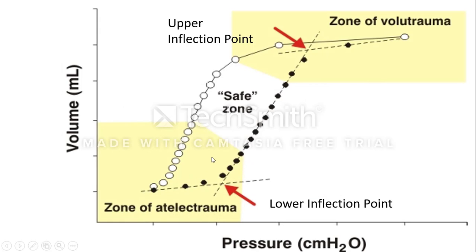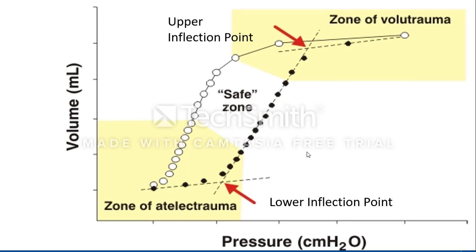If the lower inflection point is not used to set the PEEP level, then the repeated opening of the alveoli causes atelectrauma. The reverse is true. If the delivered breath continues to go without much change at all in volume, then this would cause volutrauma. Both of these should be avoided. And so this graphic is very useful at the bedside for determining these levels.